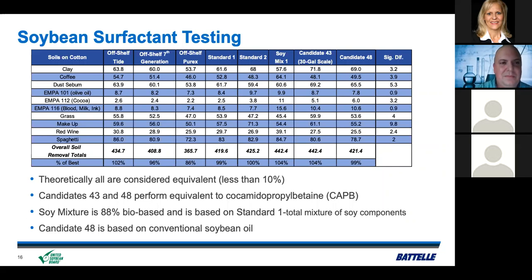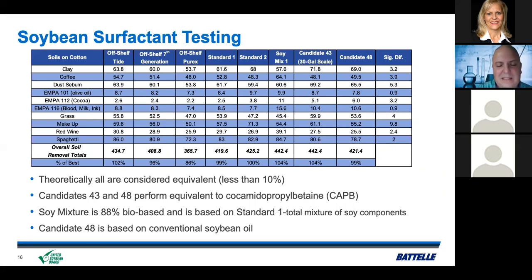So just some limited testing results. We have plenty. But what we really wanted to do first was compare our standards to off-the-shelf materials to see an apples to apples comparison and make sure that we were on par from the start. So off-the-shelf original Tide is on the left, 7th Generation and Purex, then our standard 1 and 2. And then in this chart, I put over, second from the right, candidate 43, which was our scaled up to 30-gallon scale amphoteric. That replaced cocamidopropyl betaine. And really what I should mention is all of these except for the Purex are considered equivalent. So plus or minus 10%.